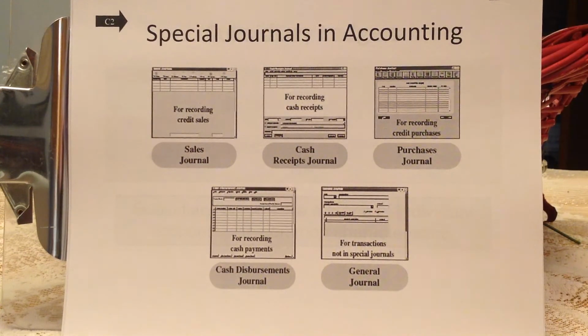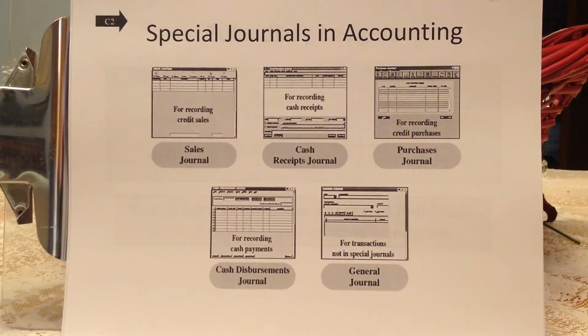So, sales journal. The next type of journal is the cash receipts journal. This is for recording cash receipts, which would be receipts on your accounts receivable, all of your cash sales, and any other kind of cash that comes into your company. So all cash receipts come into just this one spot.